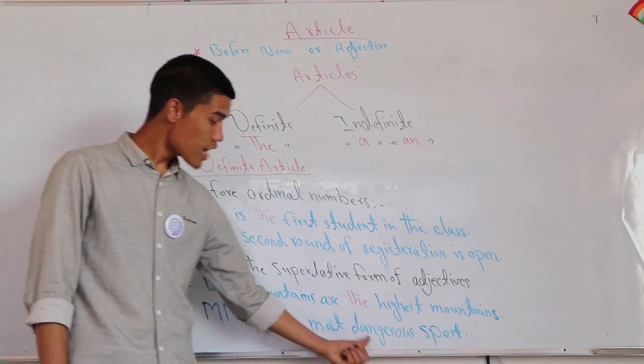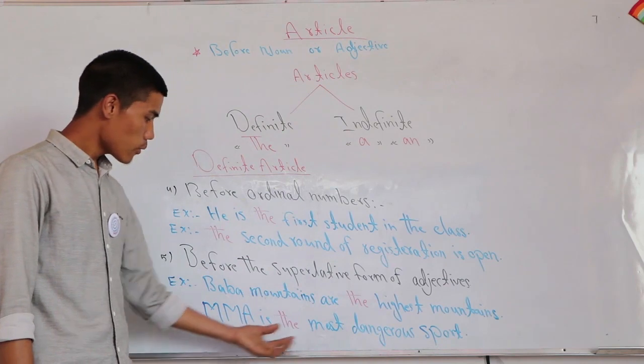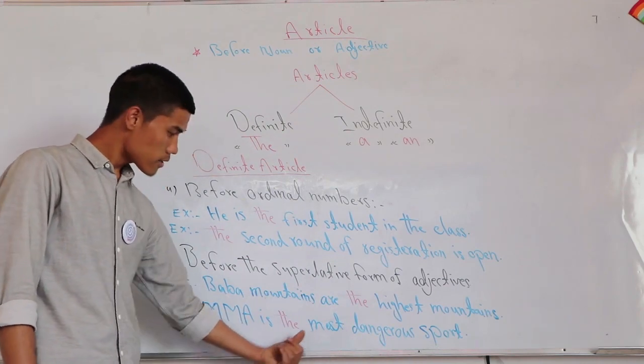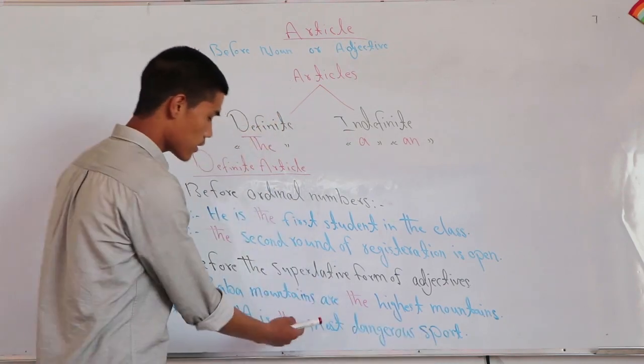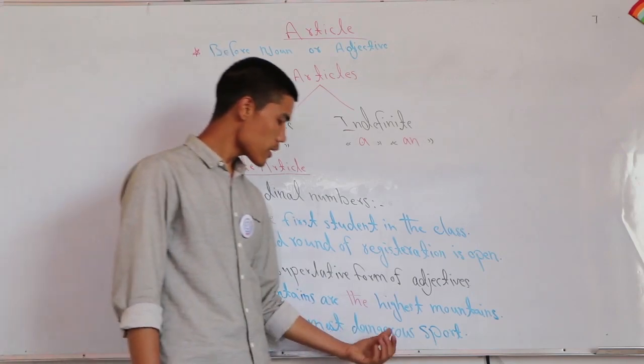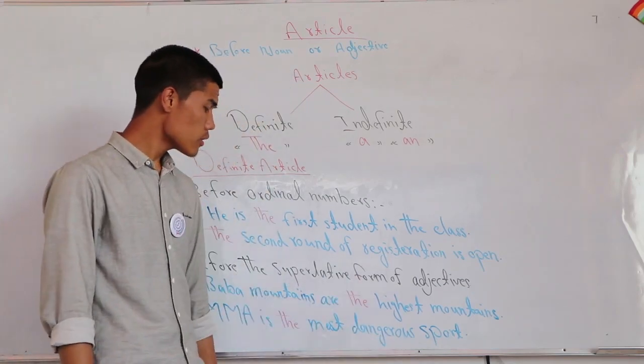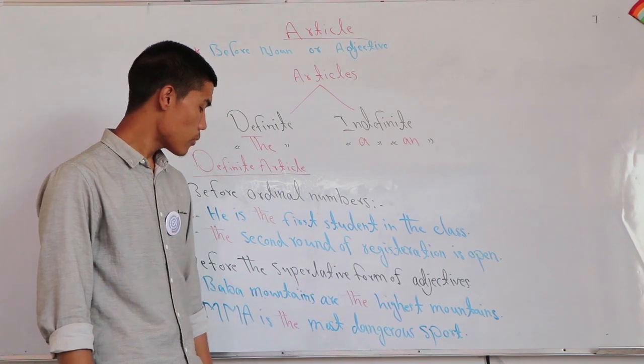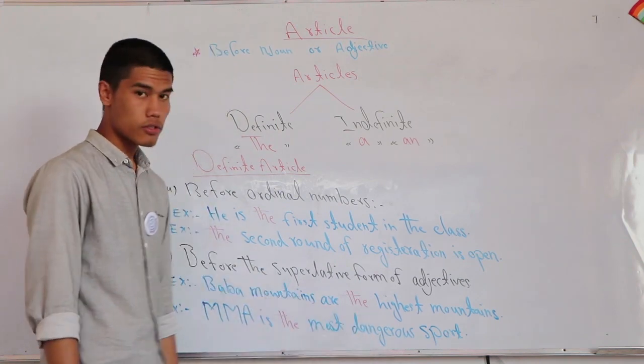"MMA is the most dangerous sport." So we use "the", and dangerous has more than one syllable, so we use "most" before dangerous. The most dangerous sport.